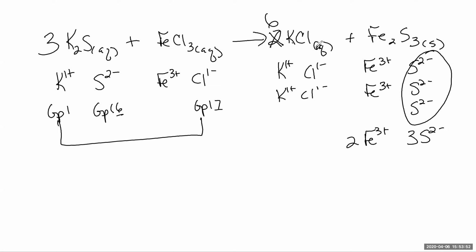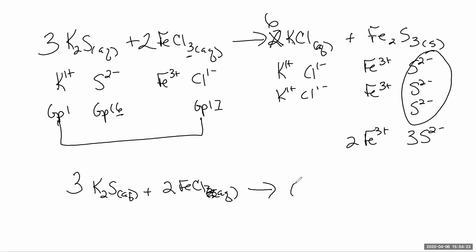What about the chlorides? On this side, I also have 6, and on my reactant side, I only have 3. So I'm going to need a 2 in front. I now have 2 irons, and on the product side, I also have 2 irons. So my final balanced equation is going to be 3 potassium sulfides plus 2 iron 3 chlorides will produce 6 potassium chlorides and 1 iron 3 sulfide.